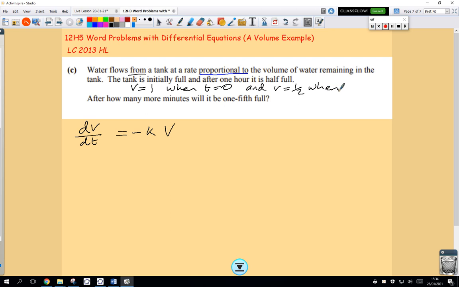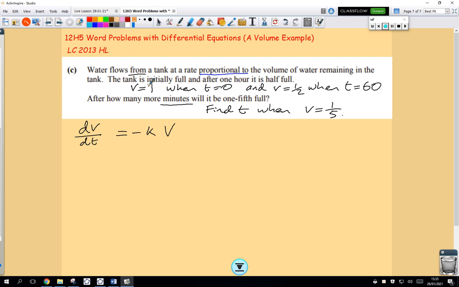when 1 hour has passed. I'm going to say t is equal to 60. Why am I saying t is equal to 60? Because it says how many more minutes will it be 1/5 full. So our question is find t when V is 1/5 of a tank. So that's the way I'm interpreting this. Notice my units for volume, I'm using tanks. Okay?